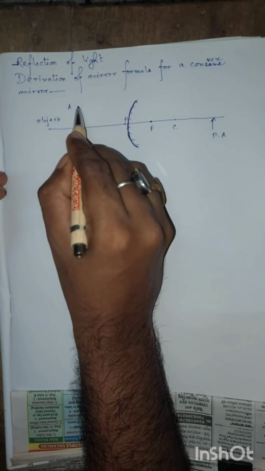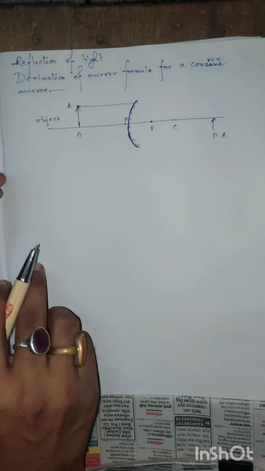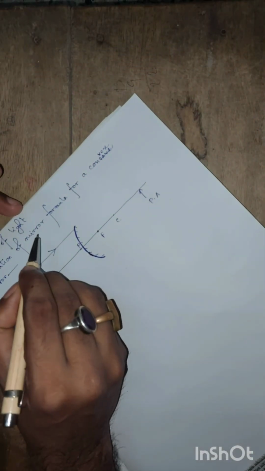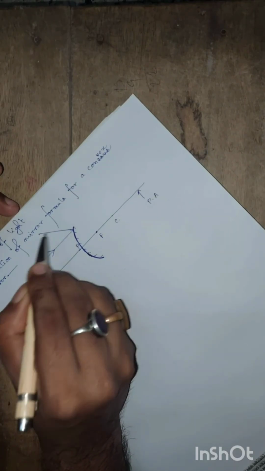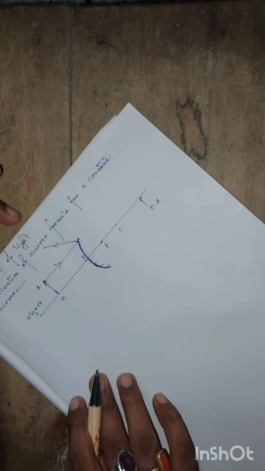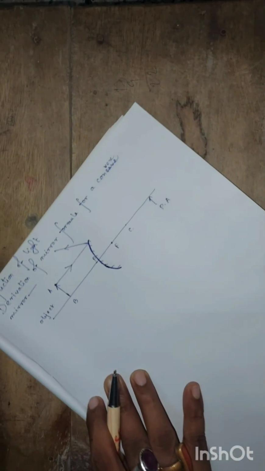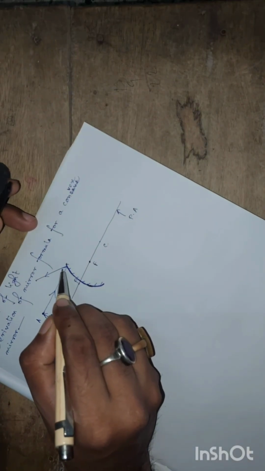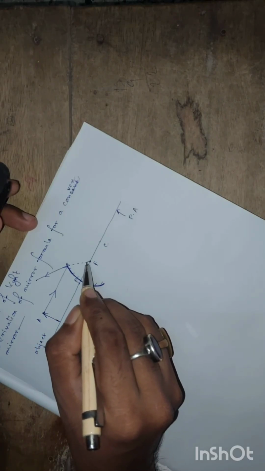So the first ray is parallel to the principal axis. After getting reflected by the mirror, the ray goes in this direction, and if we produce the reflected ray backwards, it passes through the focus.